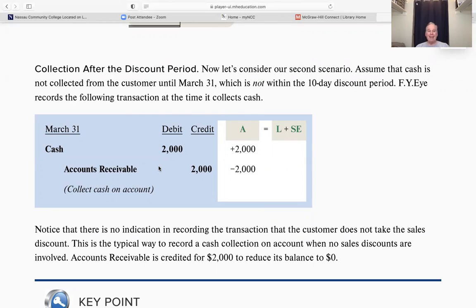If the customer paid after March 10th, right, after March 10th, the customer would not be entitled to the discount. The customer would have to pay the full amount, in which case you would debit cash and credit accounts receivable for the full amount.